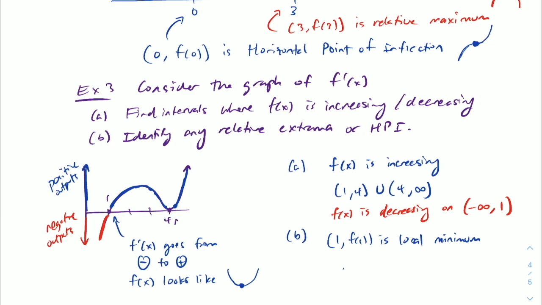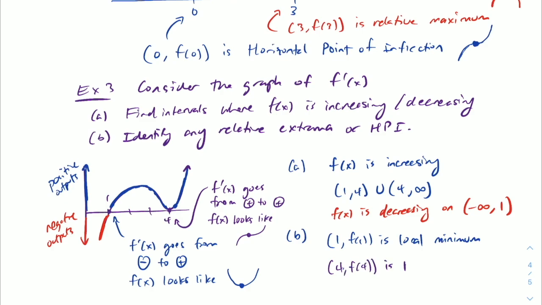Okay, so at 4 here, the derivative goes from positive to positive. So that means the function looks like positive, 0 slope, positive slope. So at 4, f of 4 is a horizontal point of inflection.